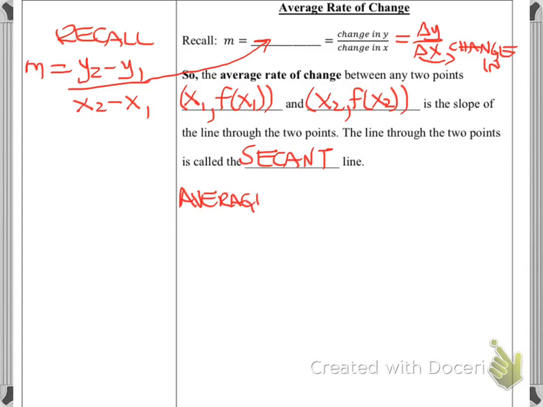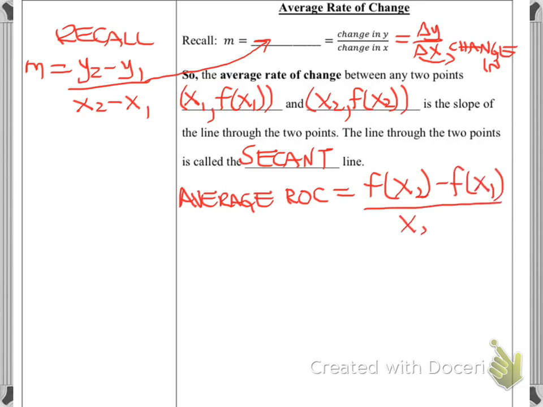Okay. And so to find the average rate of change, so the formula for the average rate of change, since it's the slope of the secant line, and I'm going to use ROC for rate of change. All right, so it is f of x sub 2 minus f of x sub 1 all over x sub 2 minus x sub 1. And I hope you see that this is the same formula for slope. It's just now, since we're talking about functions, we know y is equal to f of x. So it's the change in f over the change in x, okay? But it's the slope formula.